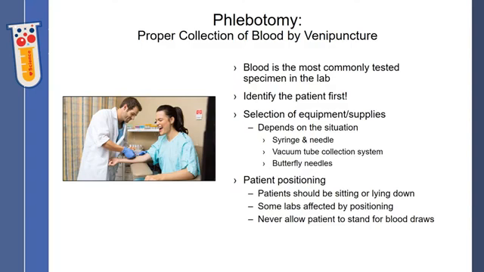You also want to make sure your patient is positioned properly. Make sure you have easy access to the draw site so you aren't awkwardly leaning over the table or the patient's bed. Your patient should be sitting or lying down. Never let them stand for blood draws. That's a recipe for disaster. Some lab tests can be affected by positioning, such as some proteins, some enzymes, and some hormones. So always make sure your patient is properly positioned.